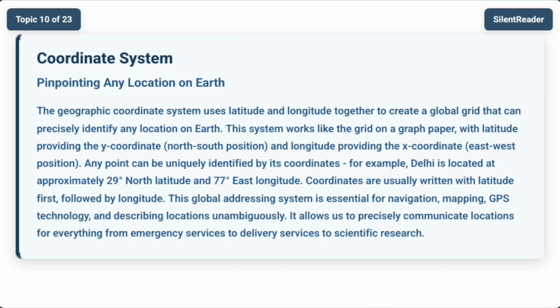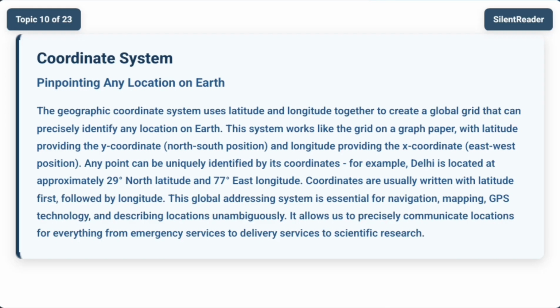Coordinate system. The geographic coordinate system uses latitude and longitude together to create a global grid that can precisely identify any location on Earth. This system works like the grid on a graph paper, with latitude providing the y-coordinate (north-south position) and longitude providing the x-coordinate (east-west position). Any point can be uniquely identified by its coordinates.